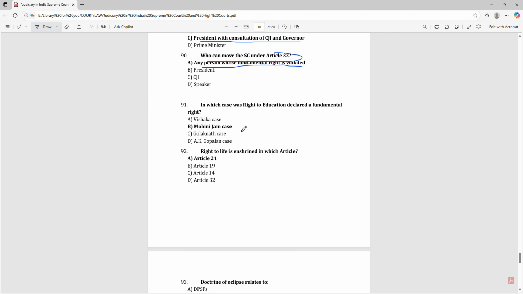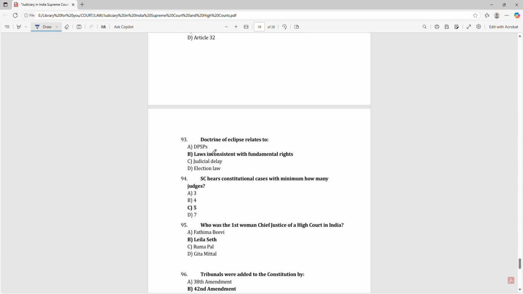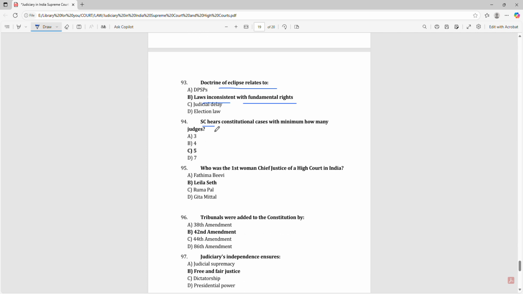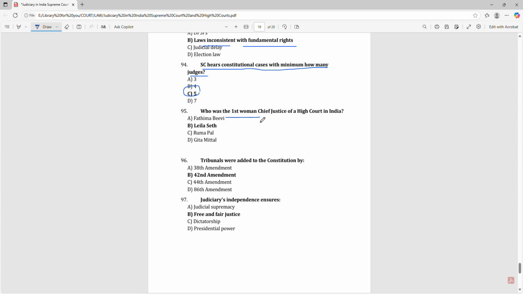In which case was right to education declared a fundamental right? Mohini Jain case. Right to life is enshrined in which article? Article 21. Doctrine of eclipse is related to laws inconsistent with fundamental rights. Supreme Court hears constitutional cases with a minimum of how many judges? 5. Who was the first woman Chief Justice of a High Court in India?